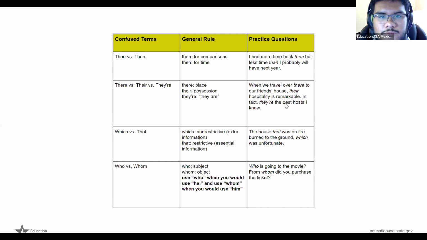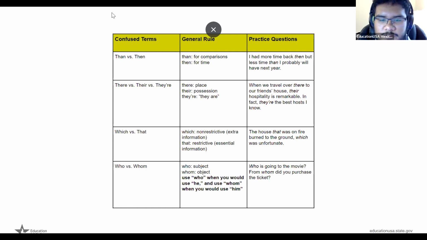But yeah, next we'll go into which versus that. This one I feel like I've confused myself quite a bit, but which here is supposed to be non-restrictive.